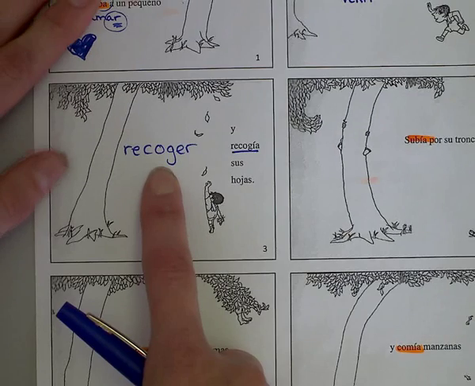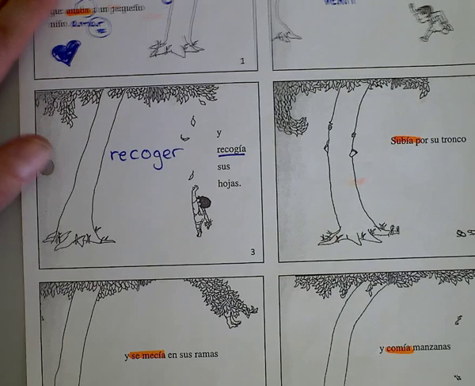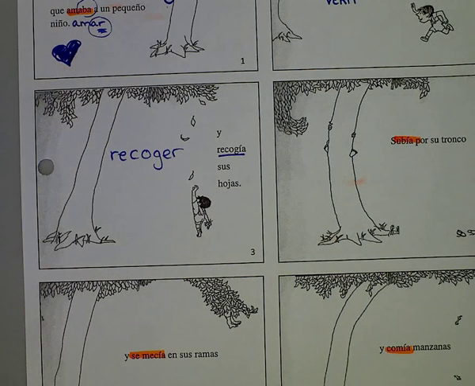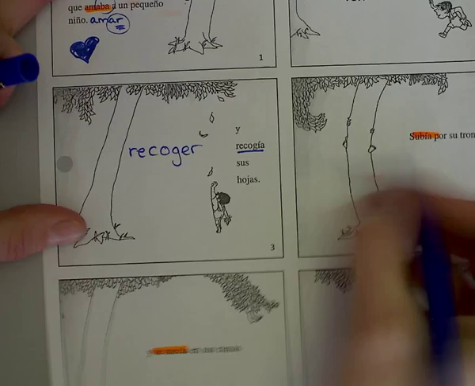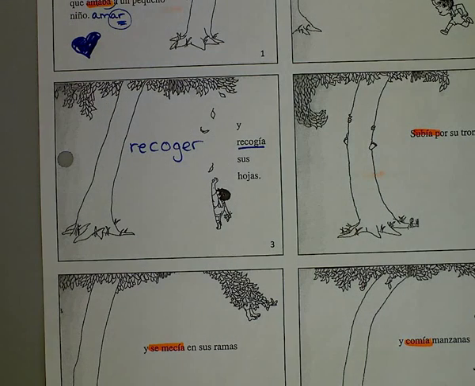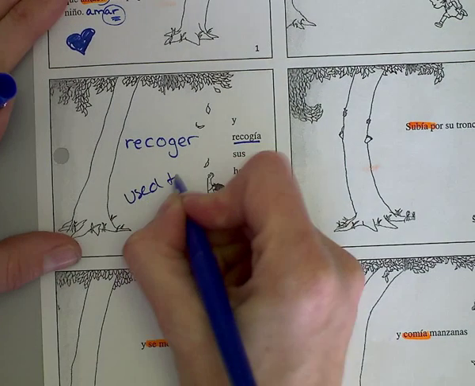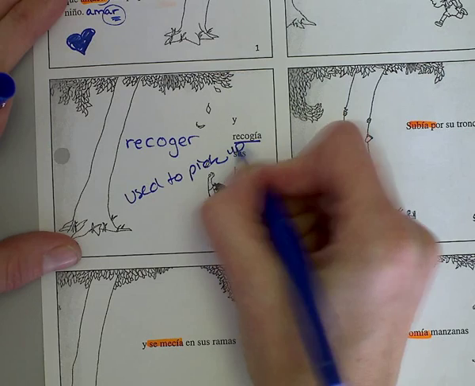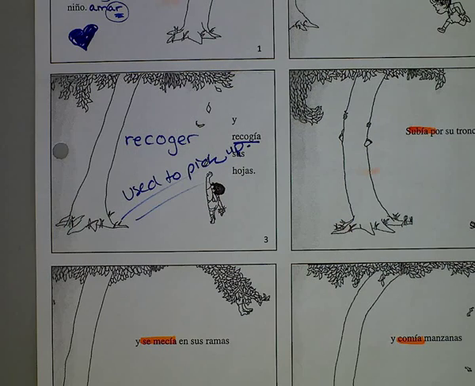And what else does he do every single day? That's the verb recoger. Recoger. Takes it. Picks it up. You got it. So what's he picking up? The leaves. Hojas. Okay, so he's grabbing them, he's picking them up and picking them up. So is it an action going on in the past? He used to pick up. So he used to pick up on a daily basis.